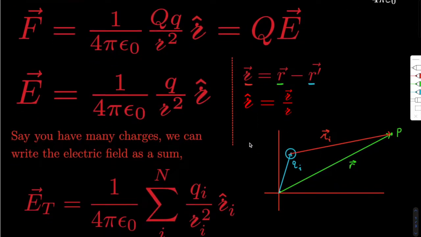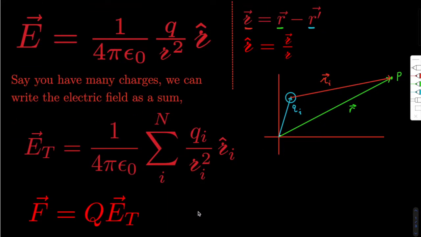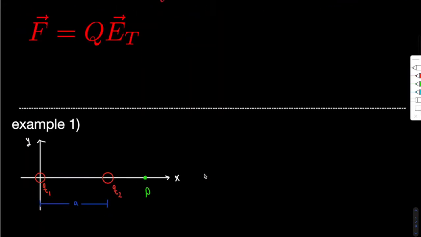So say you have a ton of charges, many charges, and you want to find the total electric field at some point. You just sum up all the charges, the direction that they present at that point, divided by the length away from that point they are. So then to find the total force, you just say the force vector is equal to the charge of interest times this total electric field. So let's do an example.